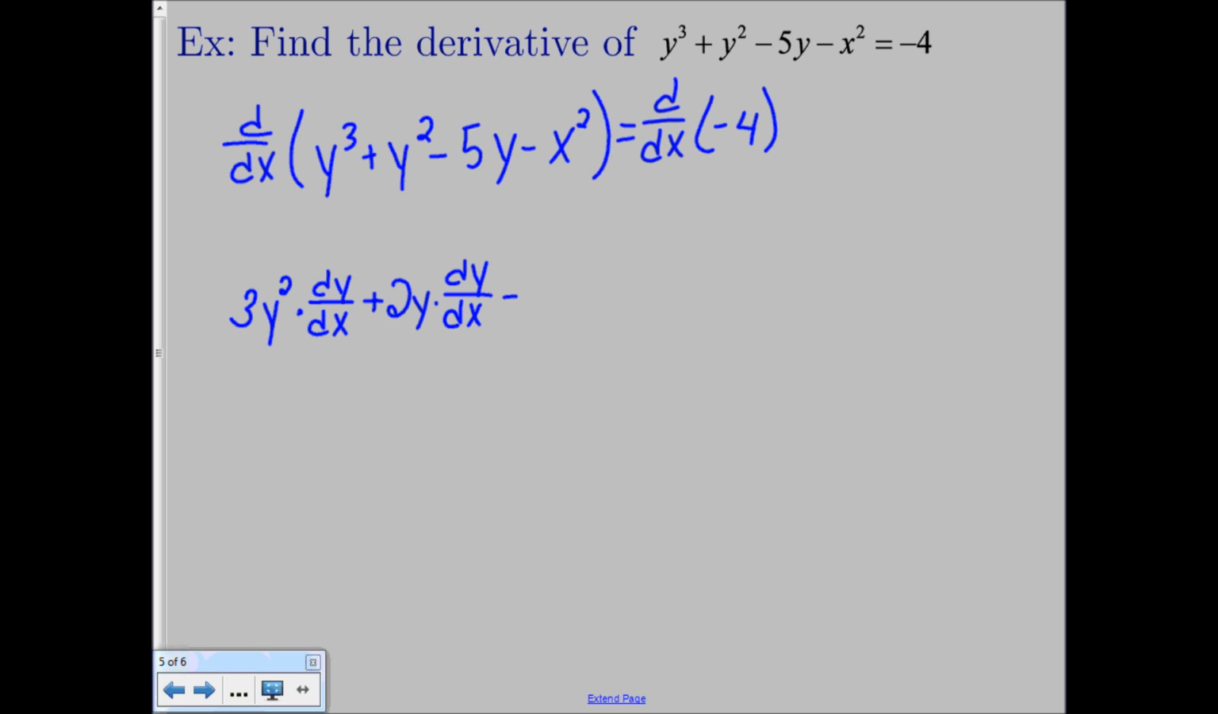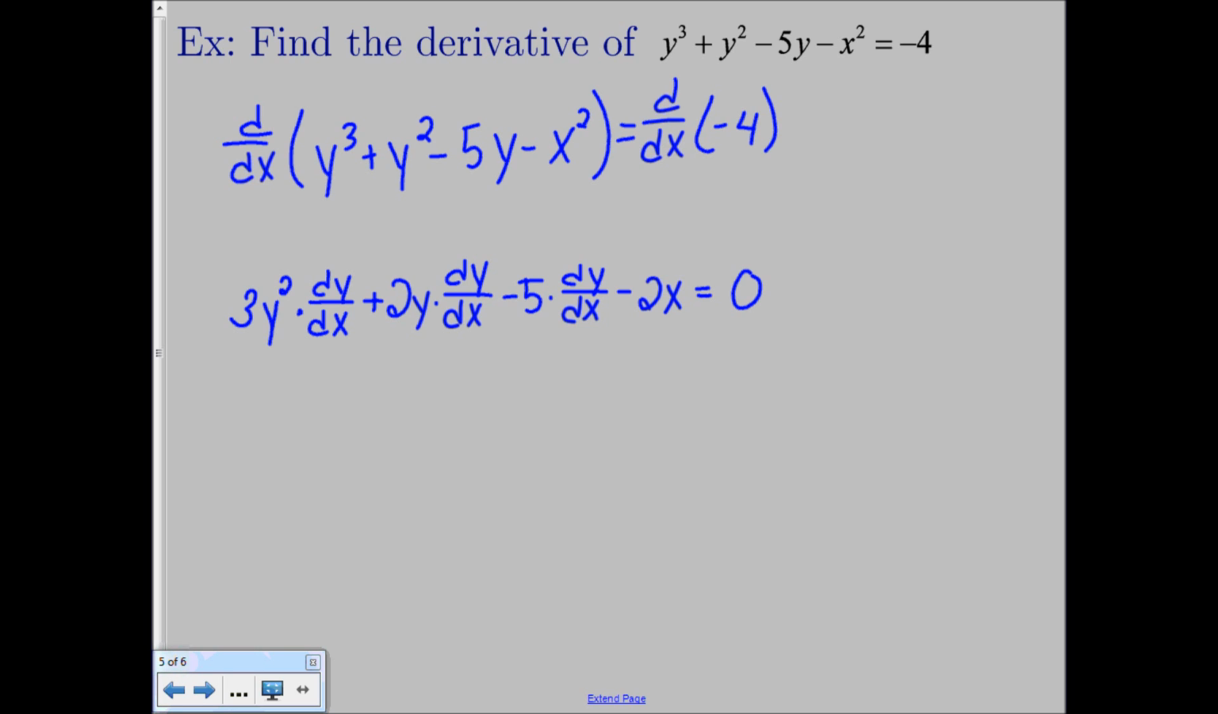Do the same process with the -5y. So we're going to get -5 times dy/dx. And then we get to that nice minus x squared term. So you're going to take the derivative of that term just like you have been. You're going to get that it's -2x equals the derivative of -4. 4 is just a constant, so we're just going to get a 0 there.